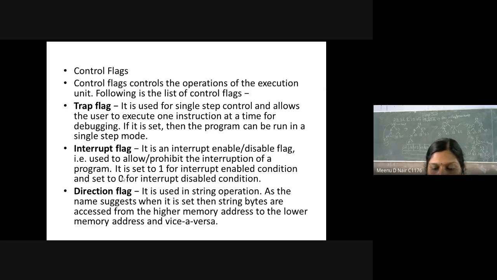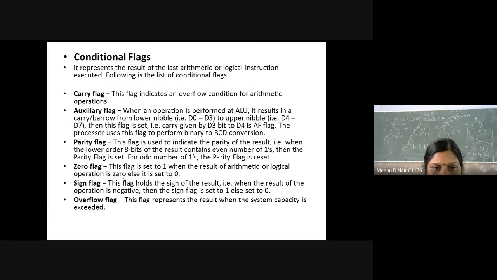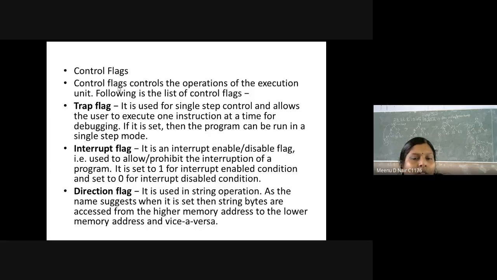I hope you understood about the flags. Flags are the conditional flags as well as the control flags. Conditional flags have 6 types: carry, auxiliary carry, parity, zero, sign, and overflow. In the case of control flags, there are 3 types: trap, interrupt, and direction.